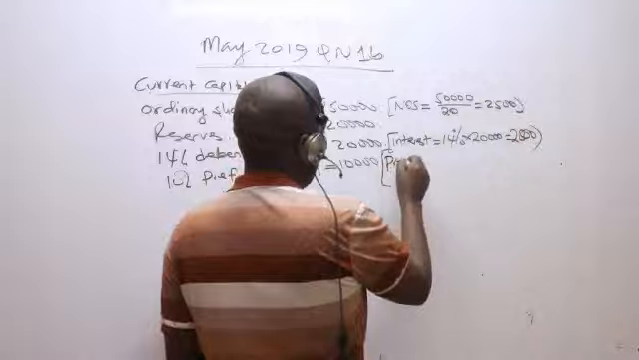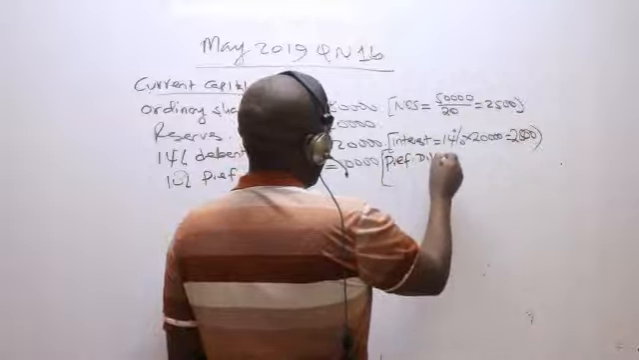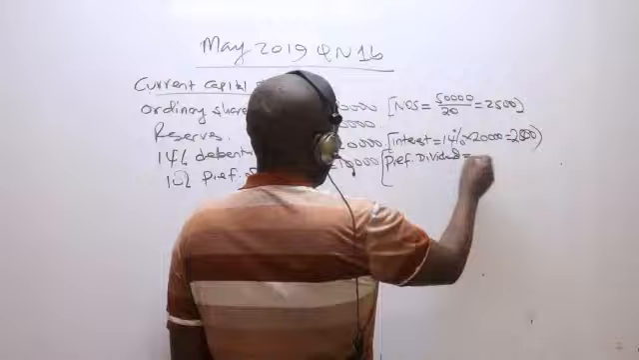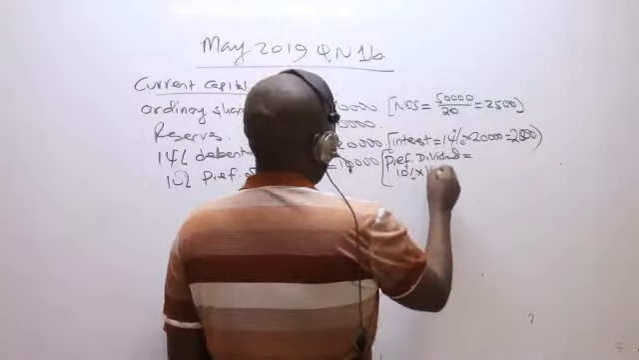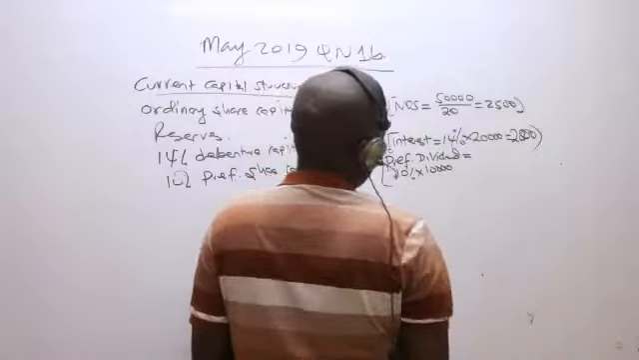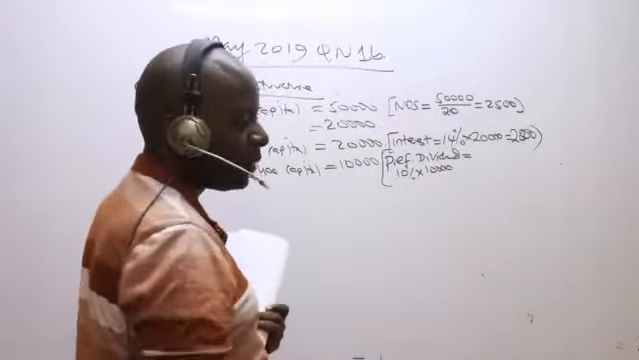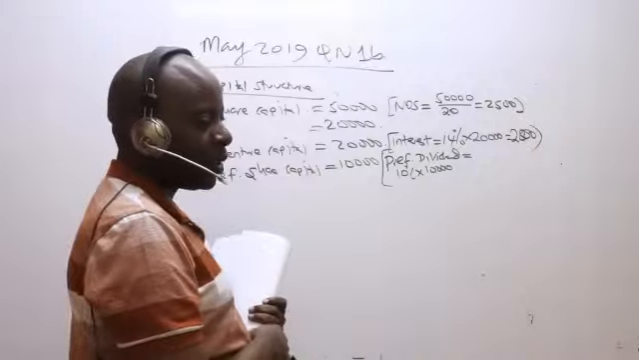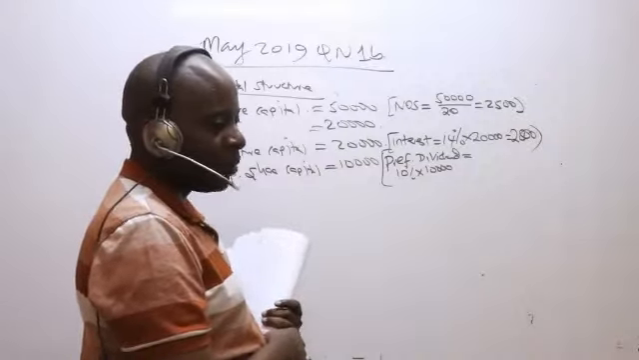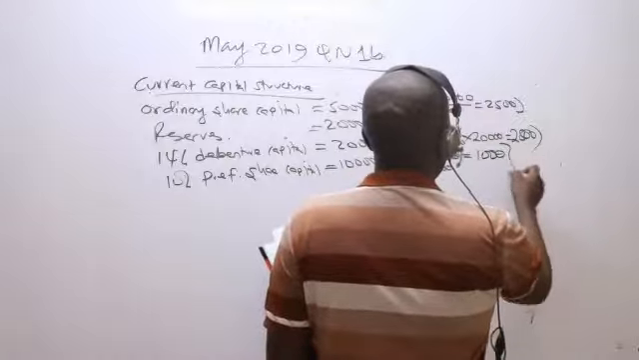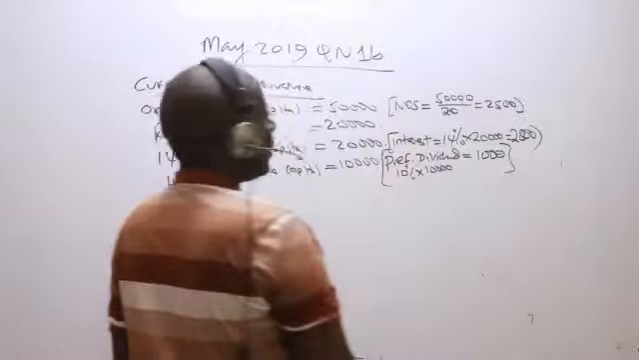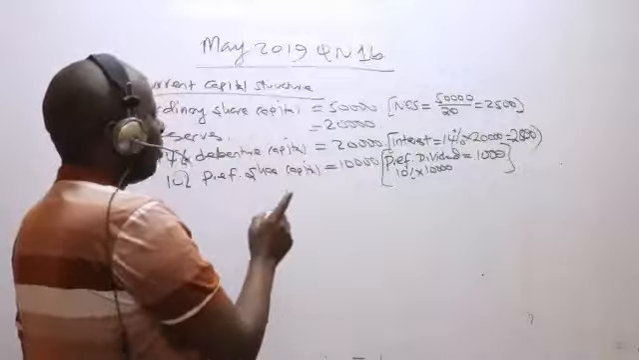And then of course, the preference share capital attracts preference dividend. So the preference dividend will be 10% of 10,000, which will give me how much, ladies and gentlemen? Which will give me 1,000. Thank you very much. These are very important.